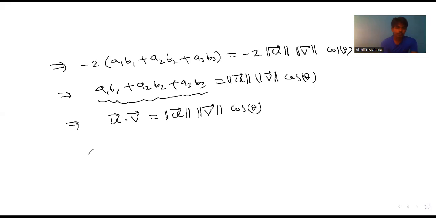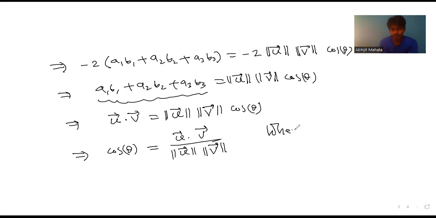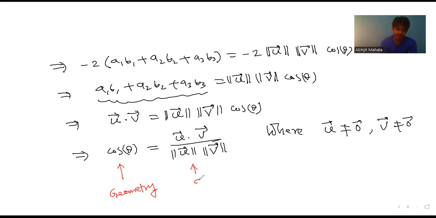So now see, we are happy because this side is the algebraic thing and this side is the geometric thing. So let me write here that cos theta equals nothing but U vector dot V vector divided by the norm of U vector times the norm of V vector. I'm assuming here that U is not a zero vector and V is also not a zero vector. Then we can write this. Now look, the interesting thing is that the left hand side is geometry, and the right hand side is algebra basically.